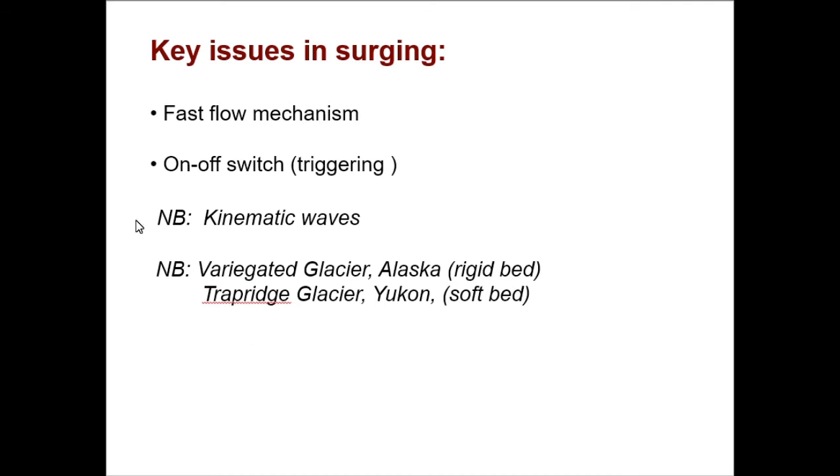A couple of NBs there. First of all, as I just mentioned previously, make sure you're comfortable with the idea of a kinematic wave, and secondly, make sure you have some examples of different types of glaciers that have experienced surging. Initially we'll talk about some of the classic theories as to why glaciers surge, and the classic examples there are Variegated Glacier in Alaska as an example of glacier surging on a rigid bedded glacier, and Trapridge Glacier in the Yukon as an example of soft bed surging.